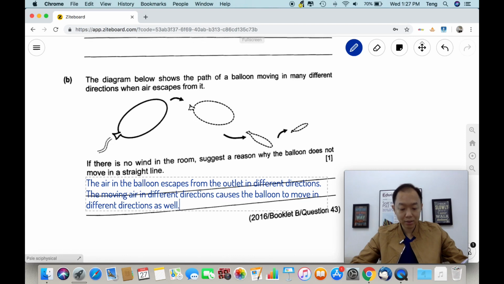So they are not looking at that. They're actually looking at the shape changes. My idea was that the air coming out is moving in different directions, but the key idea here is that it is about the shape of the balloon. So I'm actually wrong.